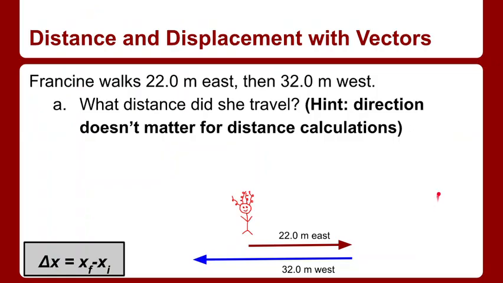So let's do a practice problem. This time we're going to look at it using vectors. We'll start with Francine. Here's Francine right here. She's going to go 22.0 meters east, then she's going to go 32.0 meters west. And the first question is, what distance did she travel?